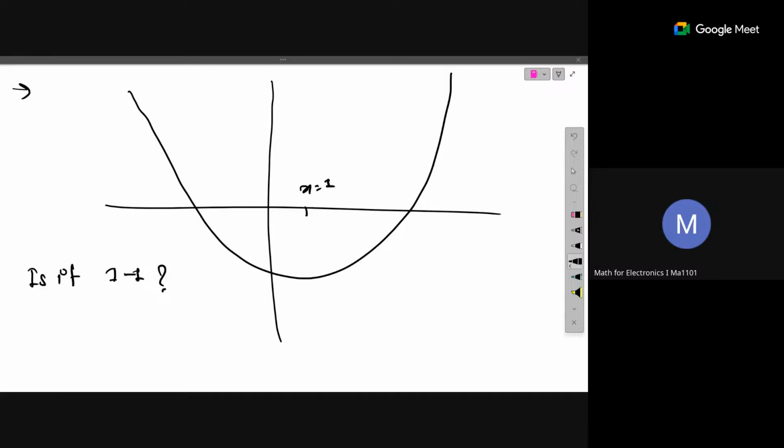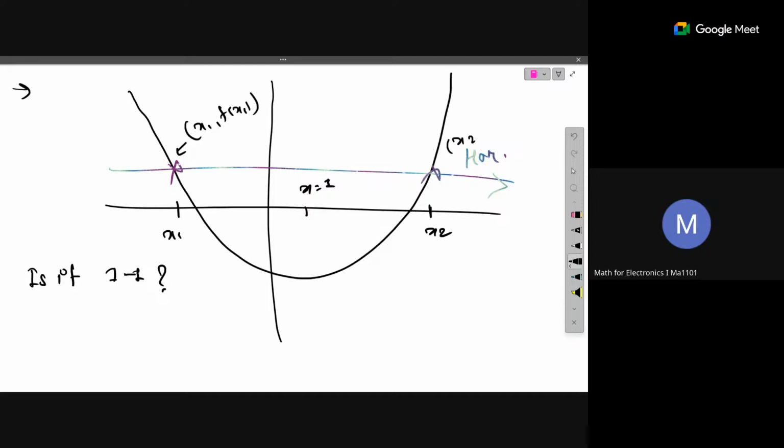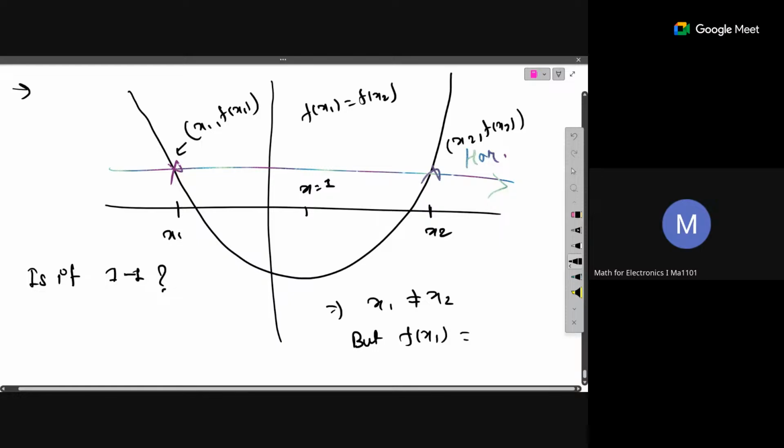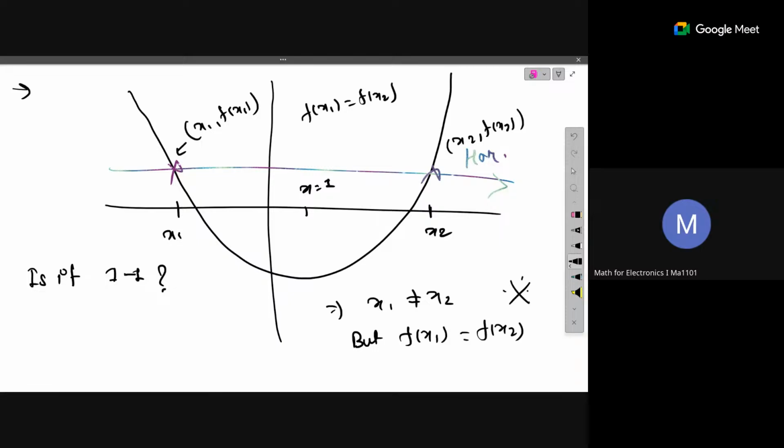Yes, you guys are correct. It's not a 1-1 function. Why is it not a 1-1 function? Because if you draw one horizontal line here, then this horizontal line is cutting our graph at 2 points, right? So if you find the coordinates of these points, one point here, let's name it x1, and some point here, let's name it x2. Then here x1 comma f of x1, and here x2 comma f of x2. But since it's a horizontal line, f of x1 is the same as f of x2. So this horizontal line says that x1 is not equal to x2, but f of x1 is equal to f of x2. And this is not the definition of 1-1. So it is not a 1-1 function.